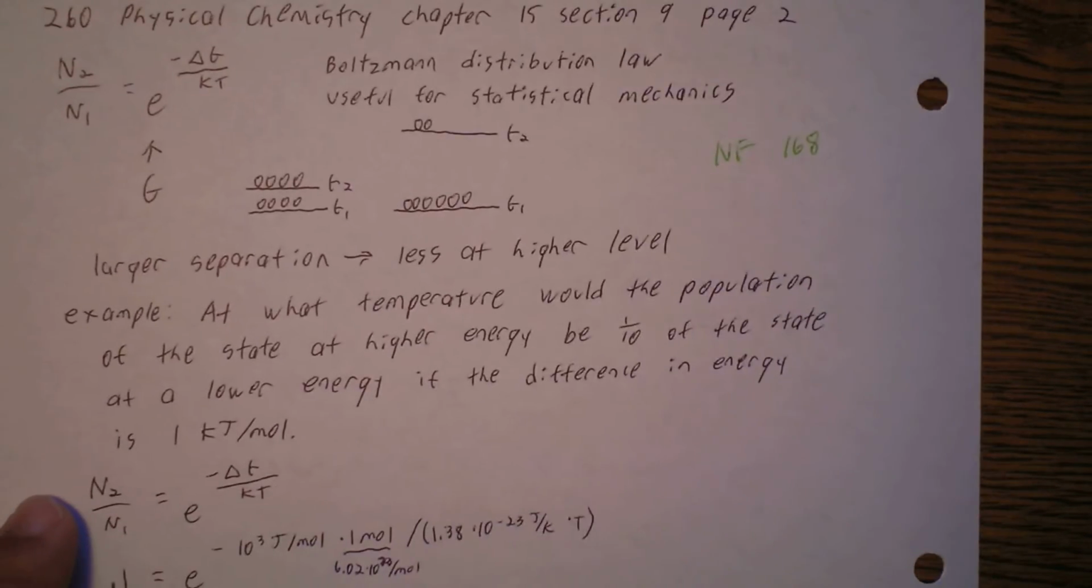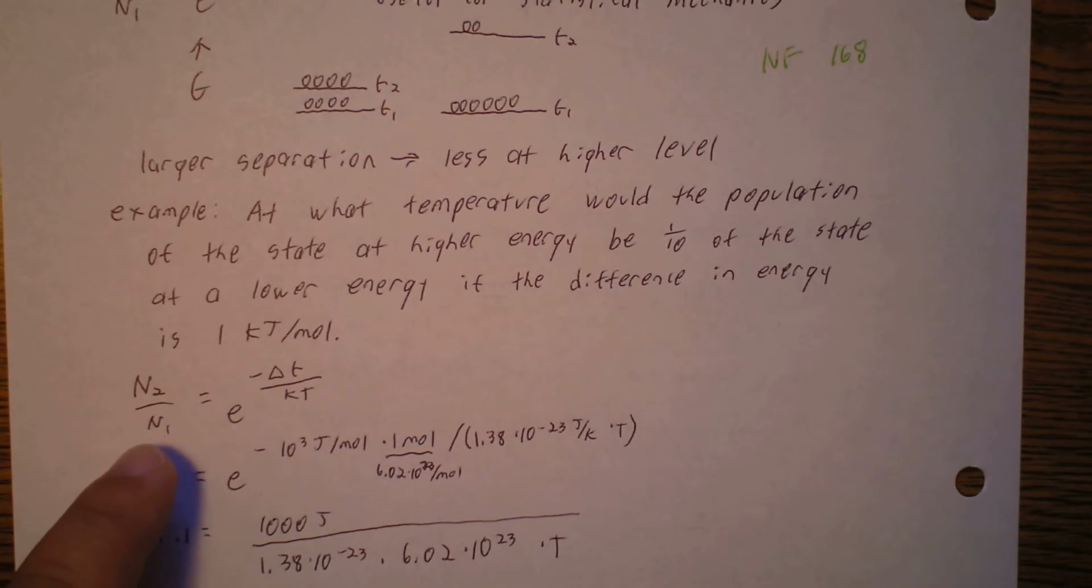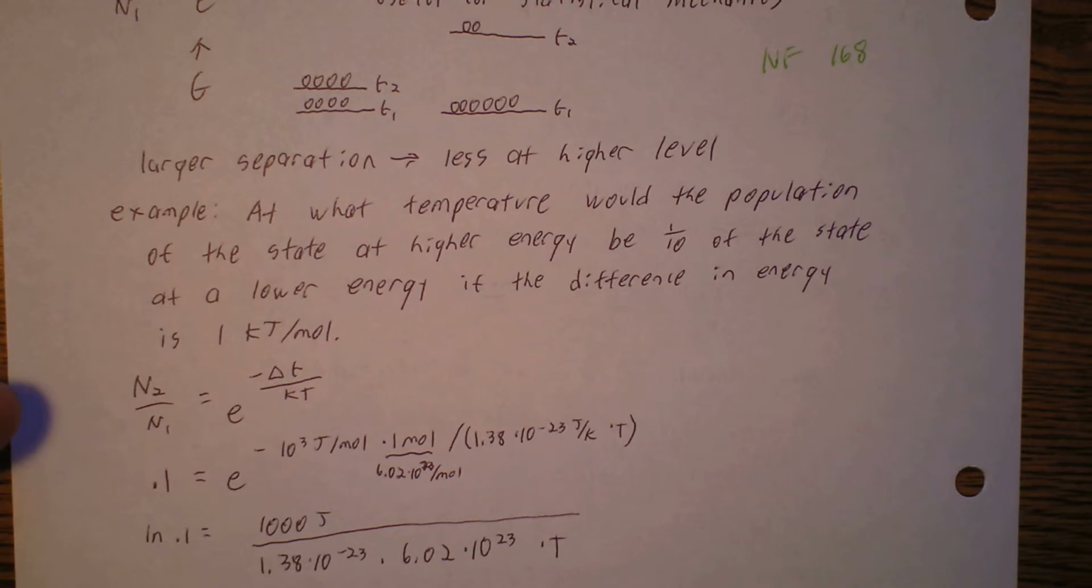So for example, let's say at what temperature would the population of the state at higher energy level be 1/10 of the state at the lower energy level, if the difference in energy is 1 kilojoule per mole? Well, then we just plug and chug. Here's N2 over N1, or number of molecules at energy level 2 divided by the number of molecules at energy level 1. That's equal to e to the minus change in energy divided by kT.